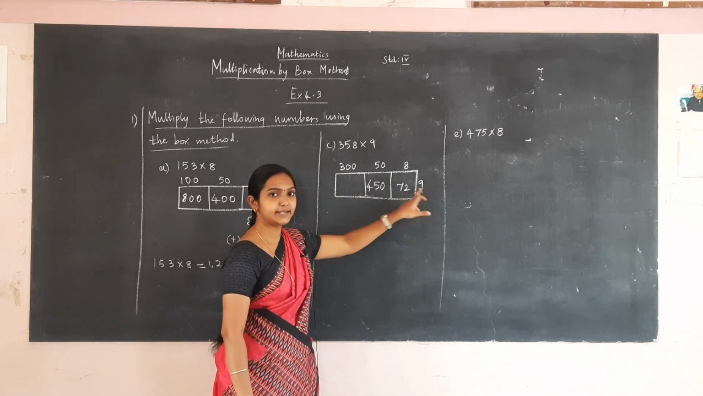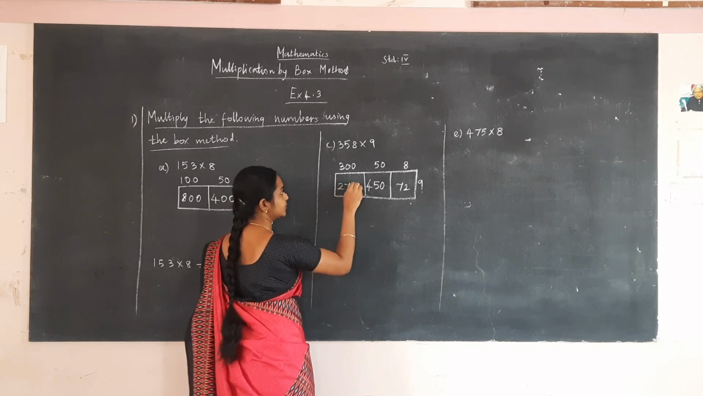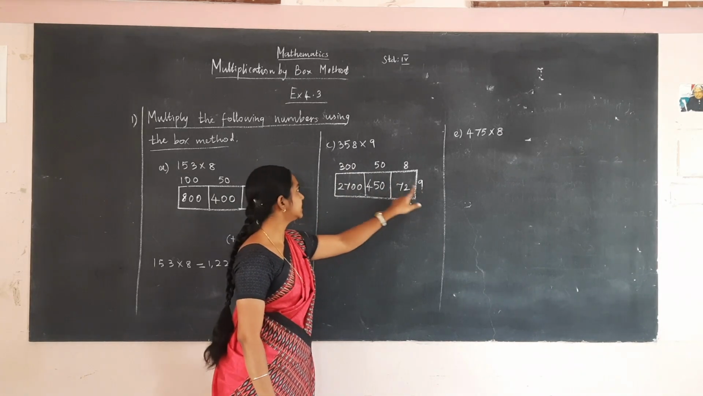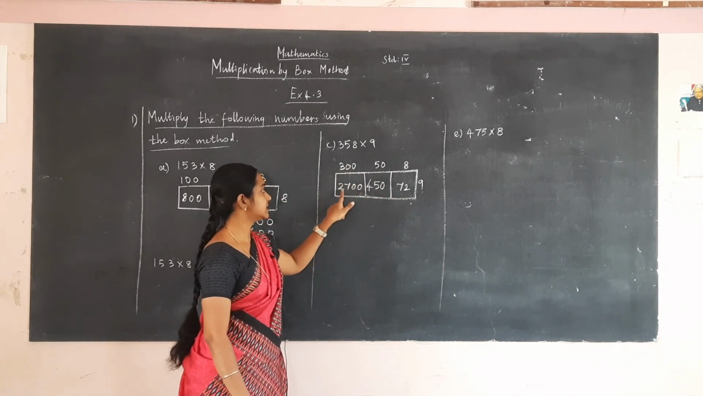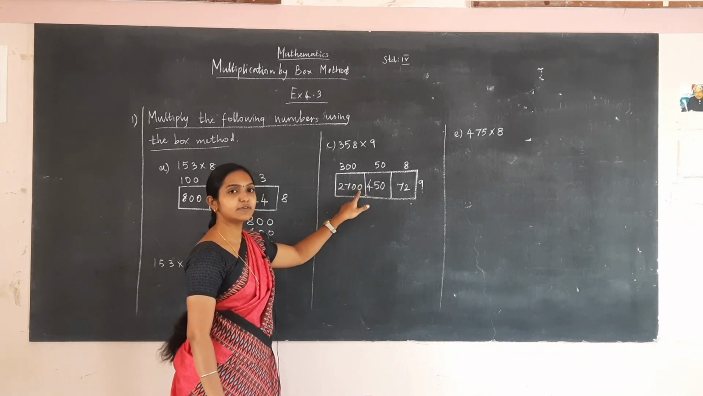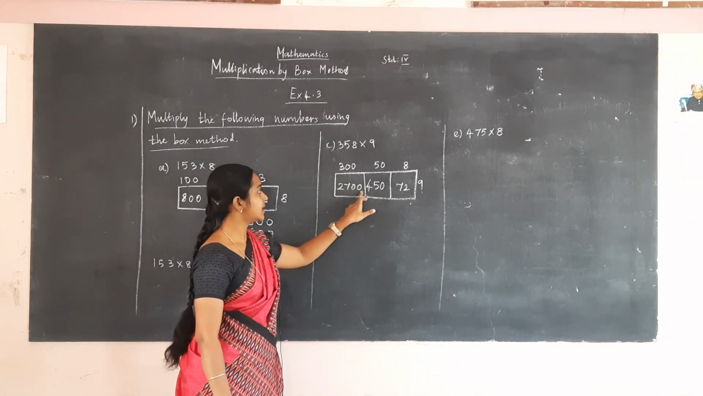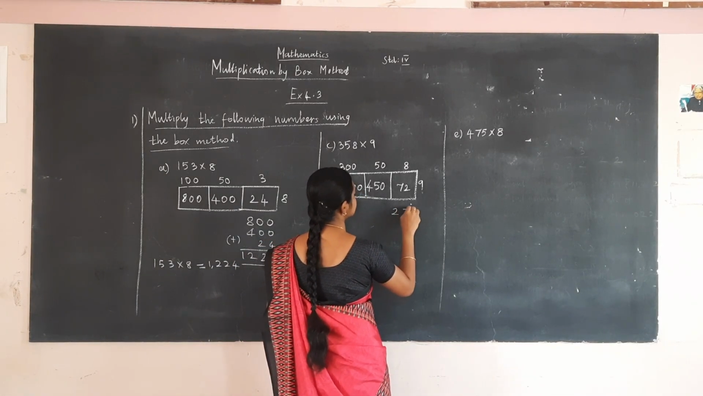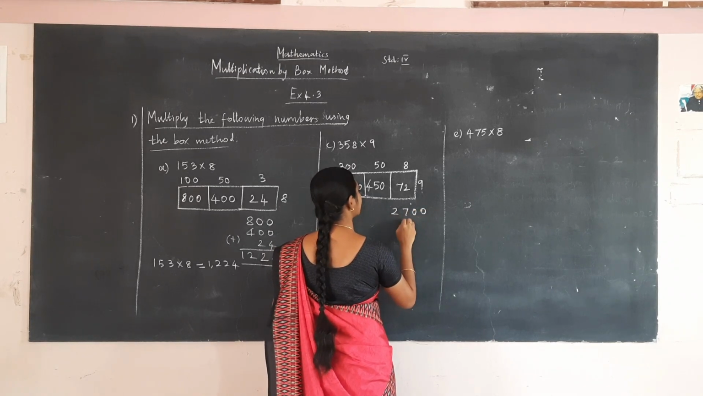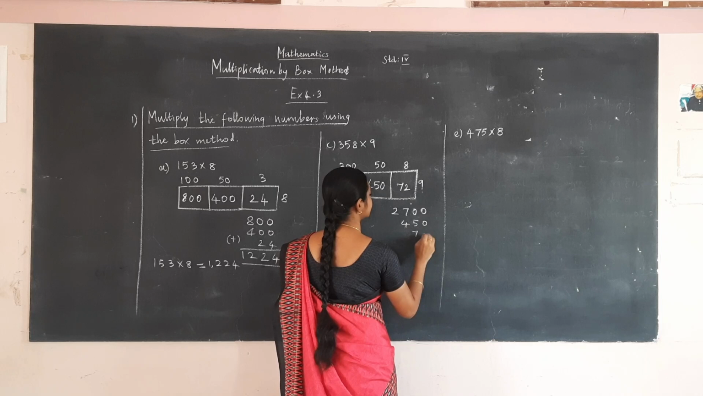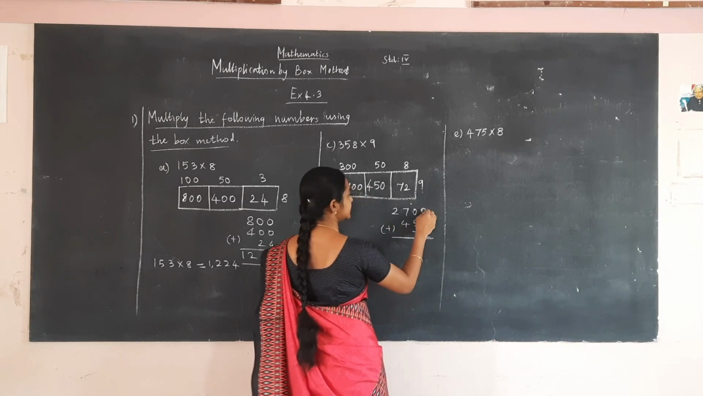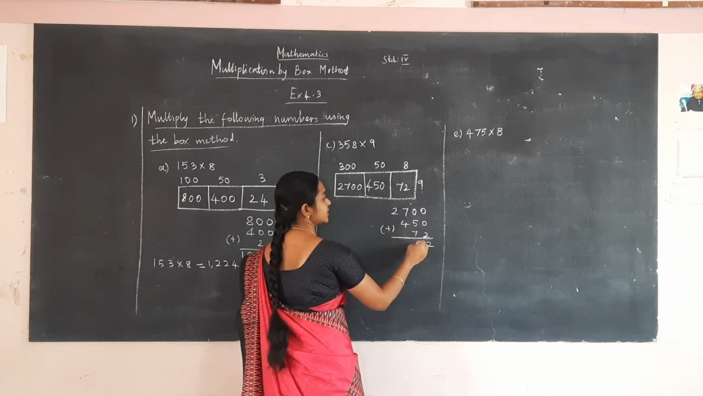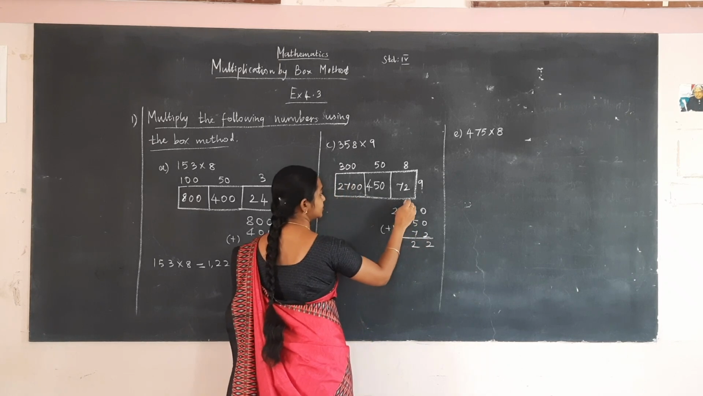9 3s are 27. We can skip the 0 and multiply 9 and 3 alone. 9 3s are 27. Now add 2 zeros because we have 2 zeros in 300. Now add 2700, 450 and 72. 0 plus 0 plus 2 is 2. 7 plus 5 is 12. So carry 1 to the next place.